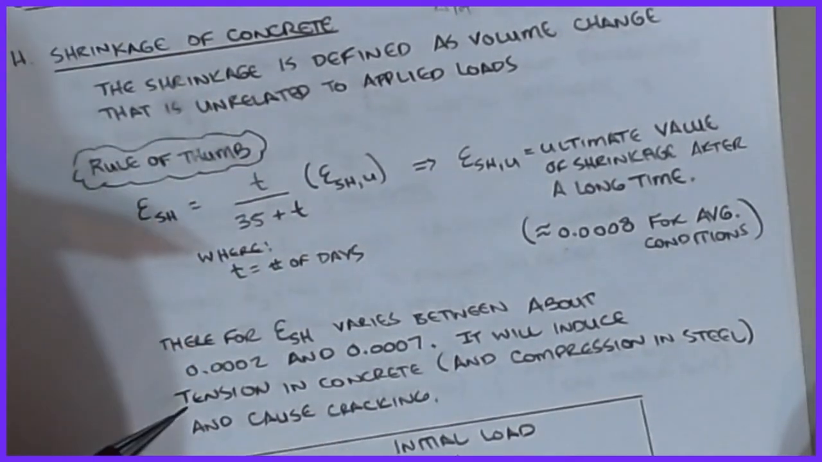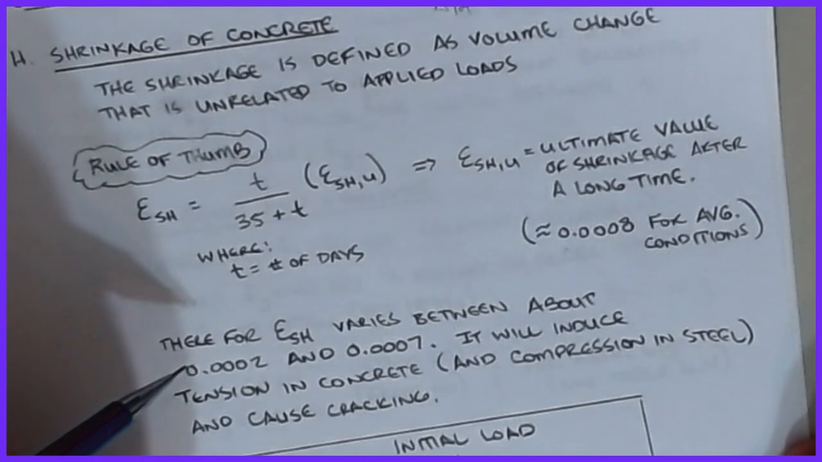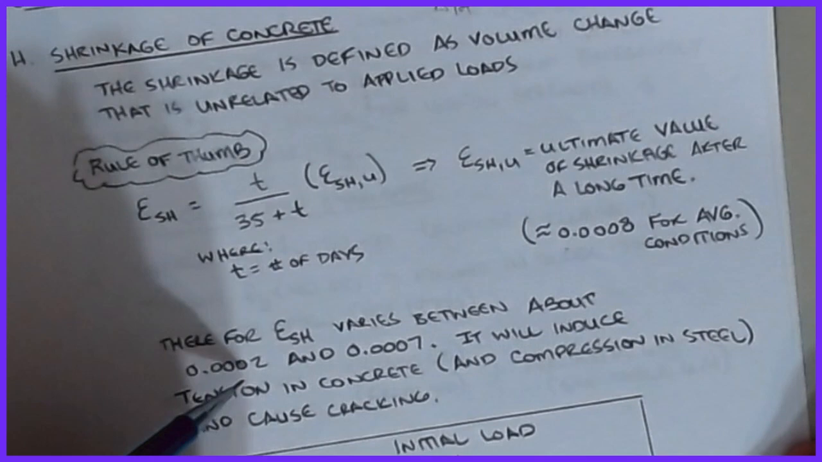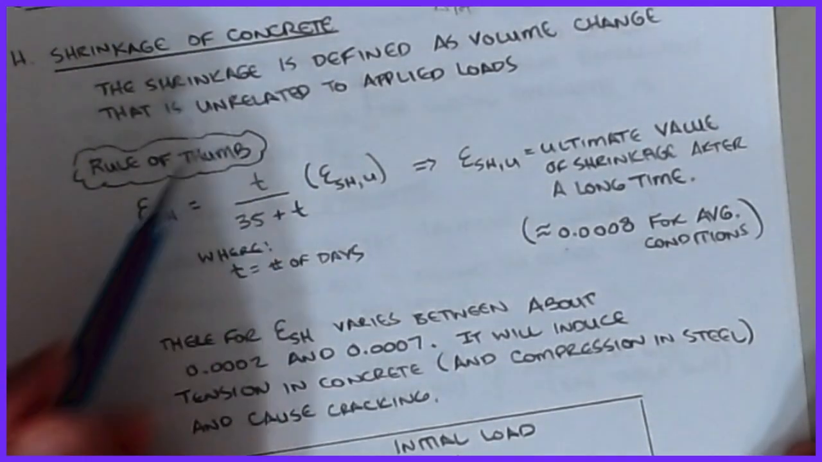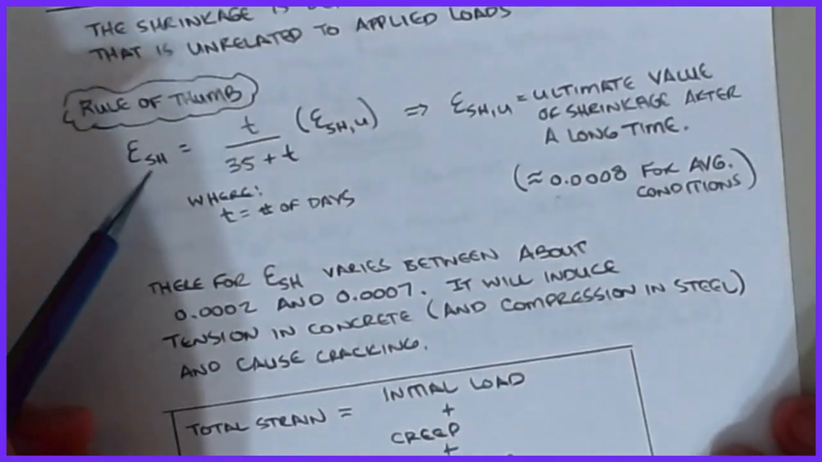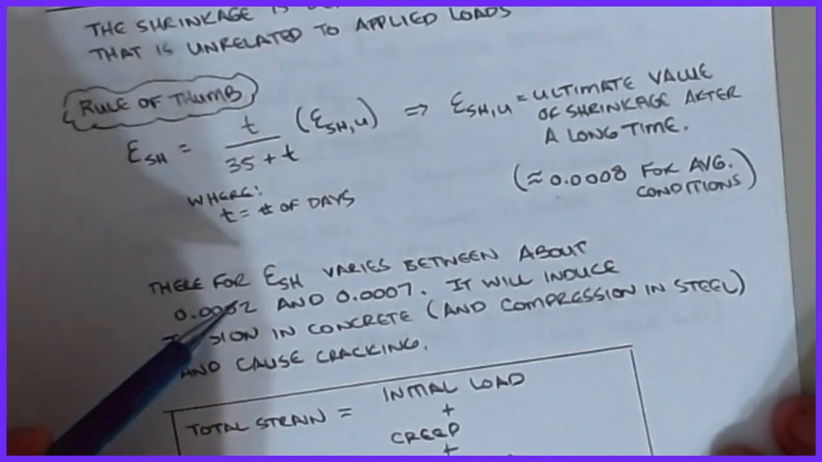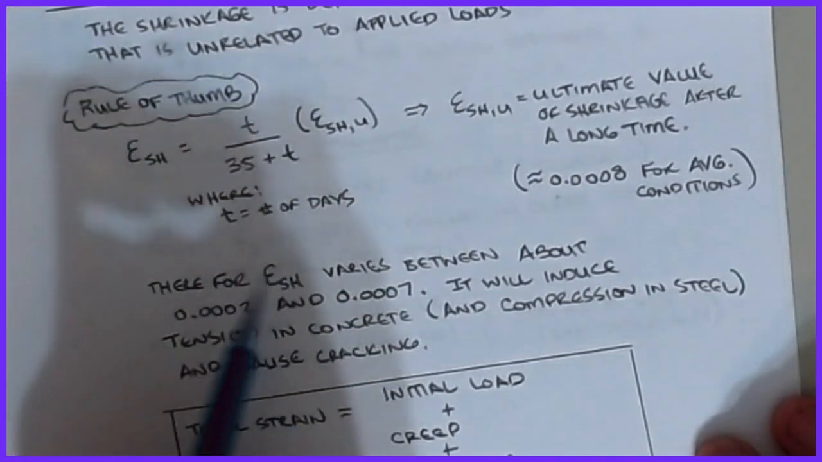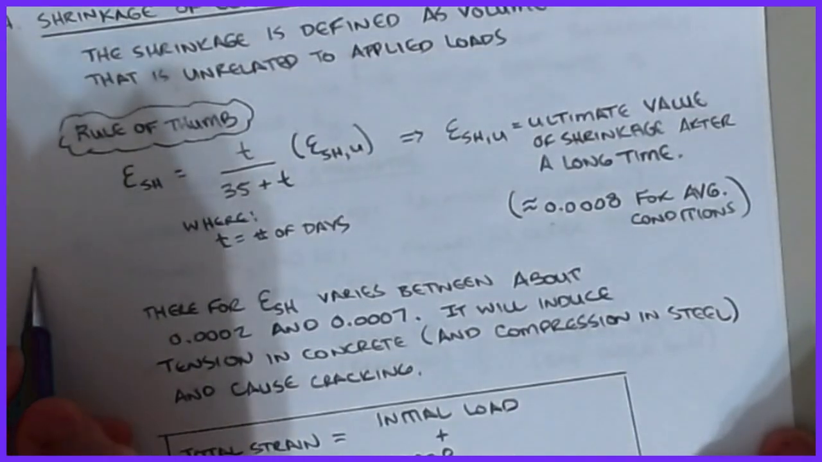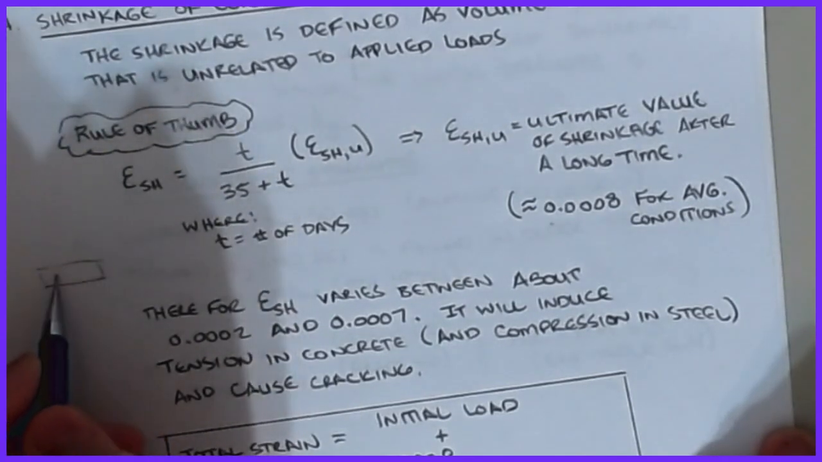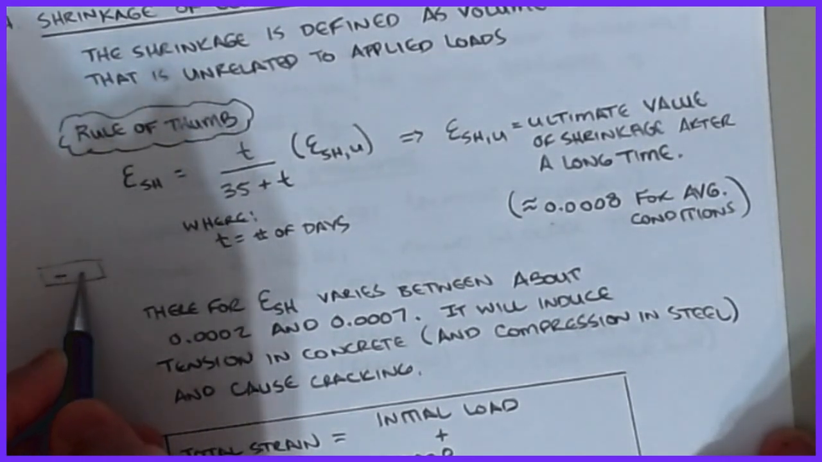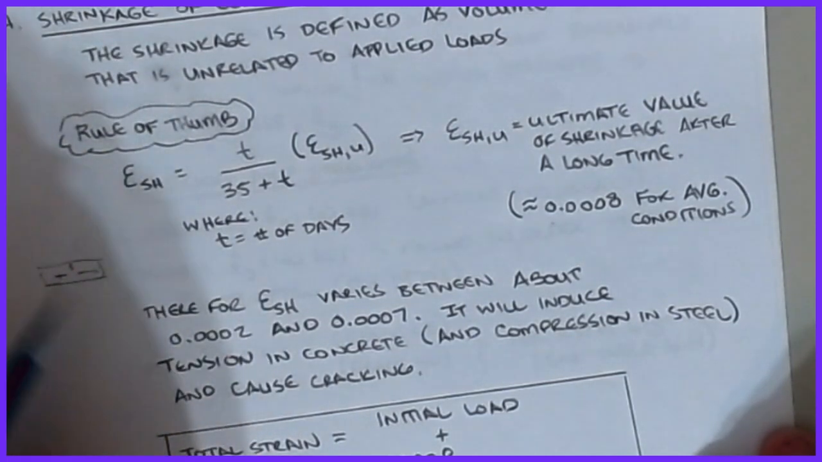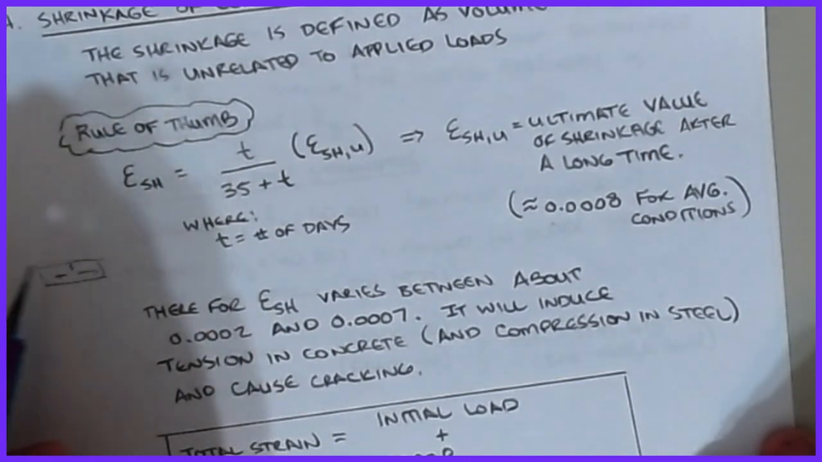Again, T is measured in number of days, and what you'll see is that the shrinkage strain is going to vary between about 0.0002 and 0.0007, which is the range of values that will show up based on the time. So early on it's this value, and then it's going to grow to that. What happens when you shrink a section, if you think about it, is that if all of a sudden this guy wants to shrink back a little, then I'm going to start getting cracks down the middle of this thing. That's what shrinkage is going to do, and that's what happens in the surface of slabs and sidewalks and those kinds of things.